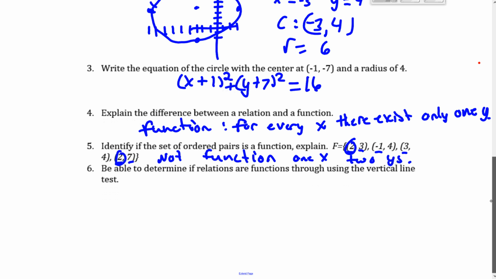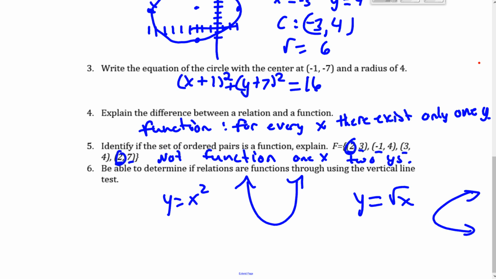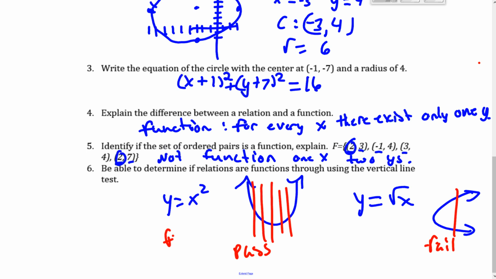Be able to use the vertical line test, so we can graph those and see, does it pass the vertical line test, like y equals x squared. That looks like this. This passes the vertical line test. The square root of x looks like this. It does not pass the vertical line test. So this passes, so it is a function. This does not pass. This is a fail. So not a function. Even though a lot of times I'll still call this a function, technically it's not a function.